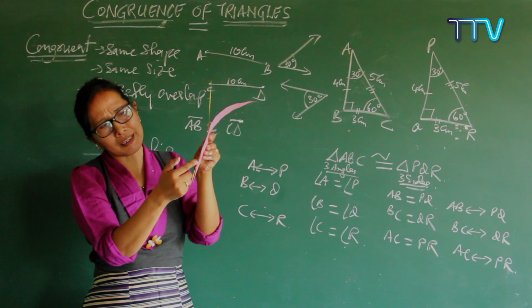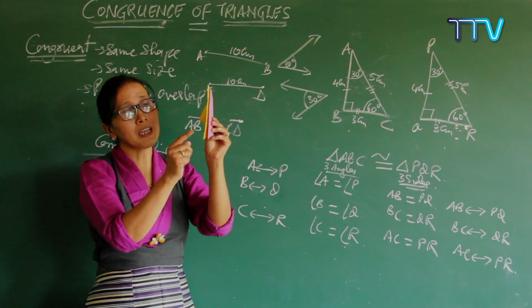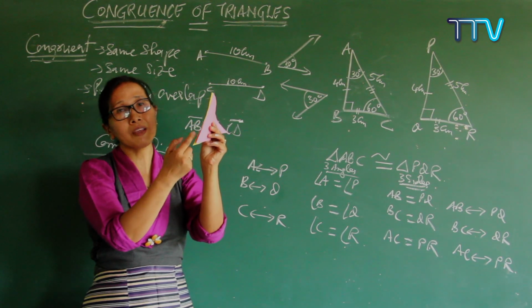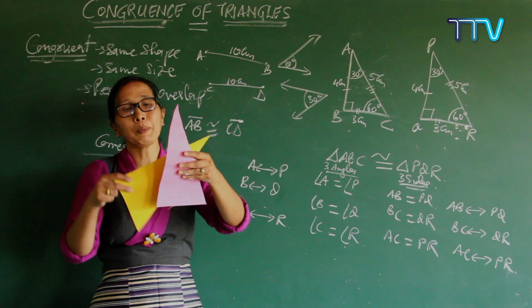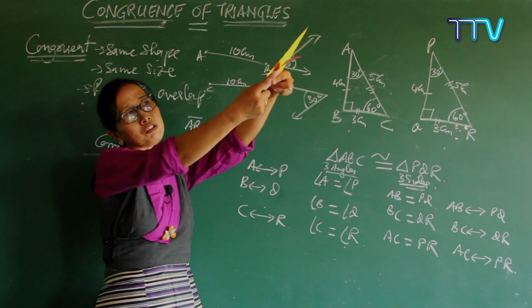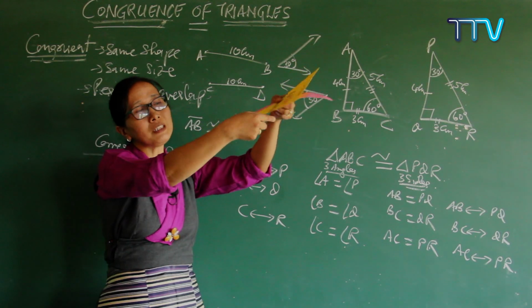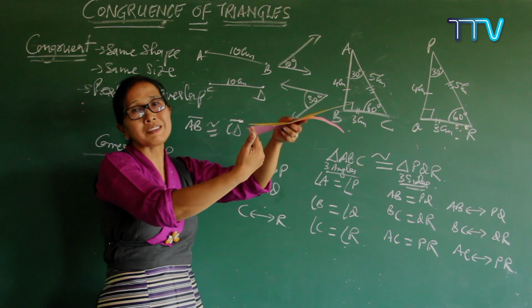This angle and this angle have exactly the same measure, which means what? Corresponding to each other. Same here, this angle and this angle have the same measures, corresponding to each other. Understood? And same here, when I keep it like this, are these two corresponding to each other? No, because the measures are different. This is smaller than this one, and this one is longer than this. So these two are not corresponding sides.